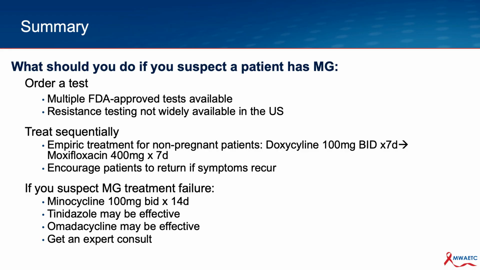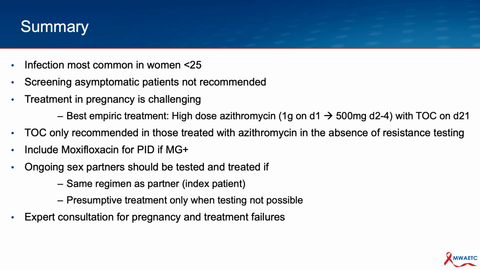We get a lot of questions about MGen, and it often is a case-by-case consideration. Infection is most common in women less than 25. Screening asymptomatic patients is not recommended. Did not touch on this, but treatment in pregnancy is very challenging, as you might imagine, because moxifloxacin is a Class C drug during pregnancy, and doxycycline is not given to pregnant women for teratogenicity concerns. There's ongoing discussion about all of these things, but currently high doses of azithromycin is what is suggested, which, as you might imagine, is not as effective as we would like.